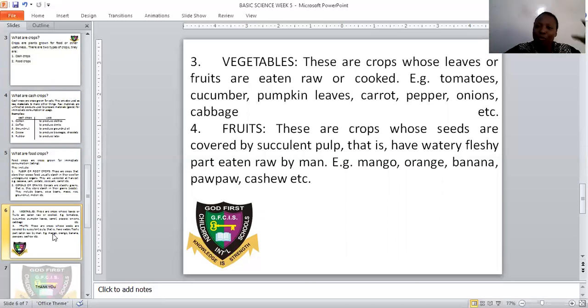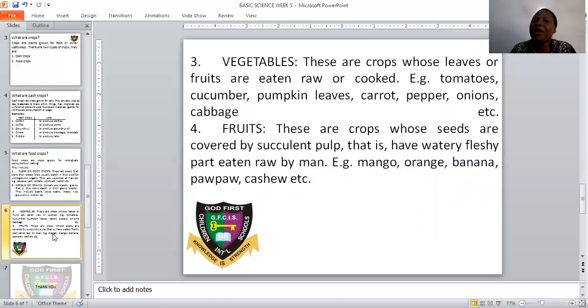These are the two categories of classification of crops. One is for immediate consumption, while the other one is for future use. And which one is for immediate consumption? Food crops, they are for immediate consumption, while cash crops are for future use.